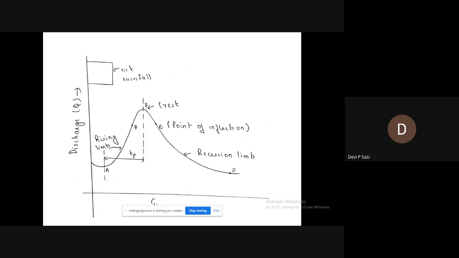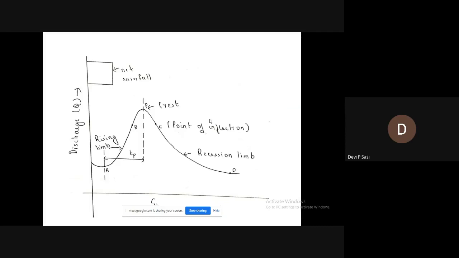Then the portion BPC is the crest segment or the peak. It indicates the peak flow rate, that is the maximum flow rate. Next is the recession limb, CD. It shows a decrease in discharge.